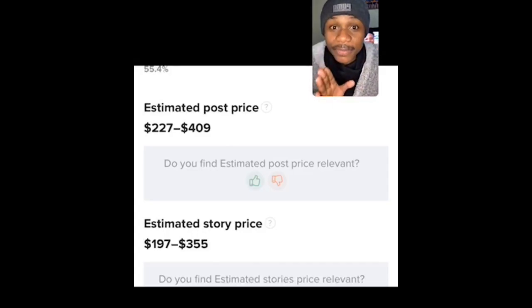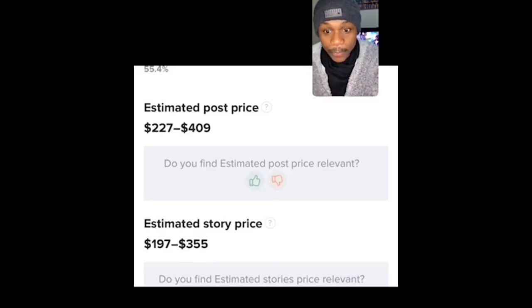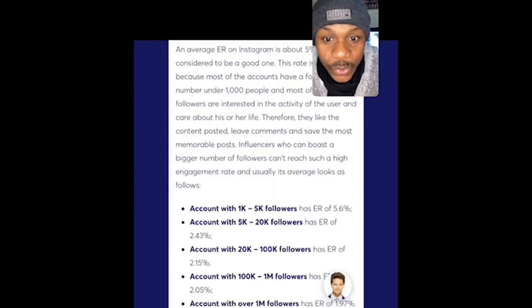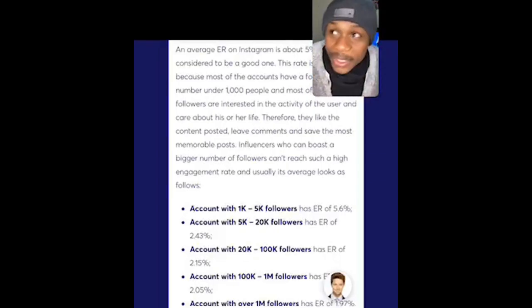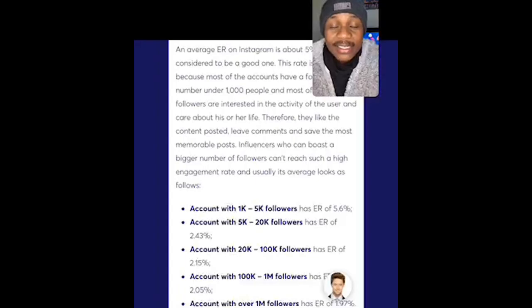You can have 1 million followers and 1% engagement rate, which is very poor. If you go back here, they say accounts with 100K to 1 million followers, or let's just go to the last one. It says accounts with over 1 million followers have an ER of 1.97. You see how bad it is. So when you see people with 1 million followers, their engagement rate is very low.